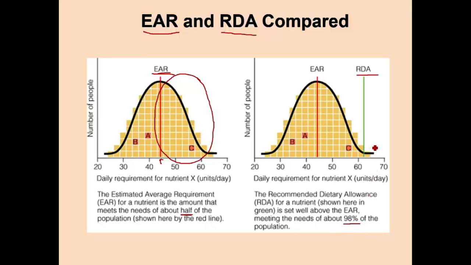So now that recommended level went from an EAR of about 45 to an RDA of about 63 over here. So now at this level, 98% of the population is going to have adequate intake of that nutrient. So you can see why the estimated average requirement needs to be calculated first in order to get a reasonable recommended dietary allowance for that nutrient.